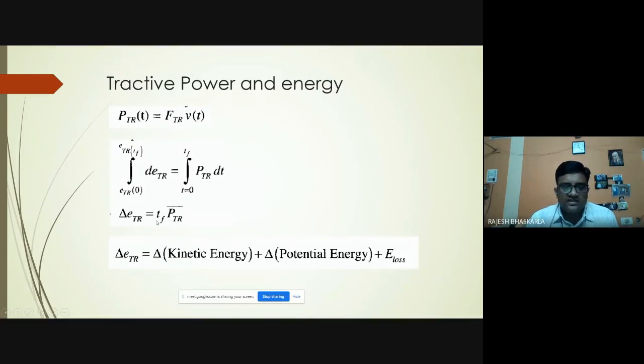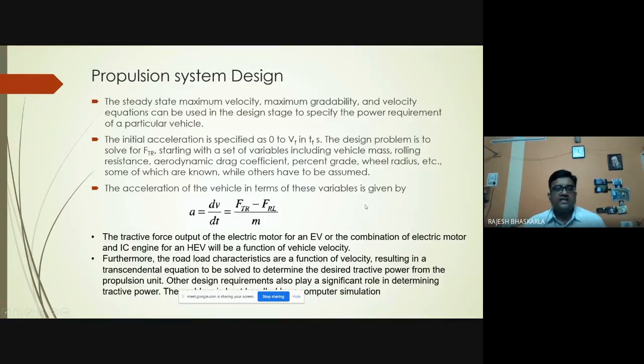We also calculate the total energy in terms of the change in kinetic energy, the change in potential energy, and the total losses. E losses is because of the aerodynamic forces and also because of the rolling resistances. So this is about the power and energy that is required to pull the vehicle. And the most important concept here is the propulsion system design.